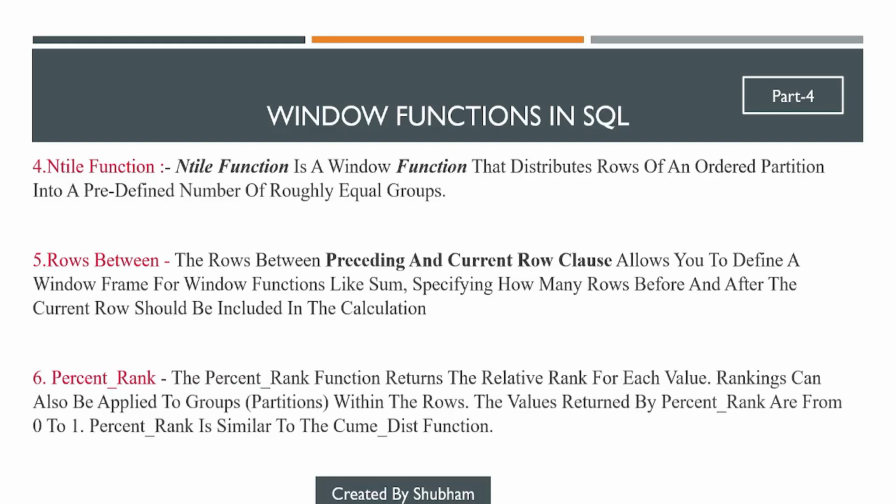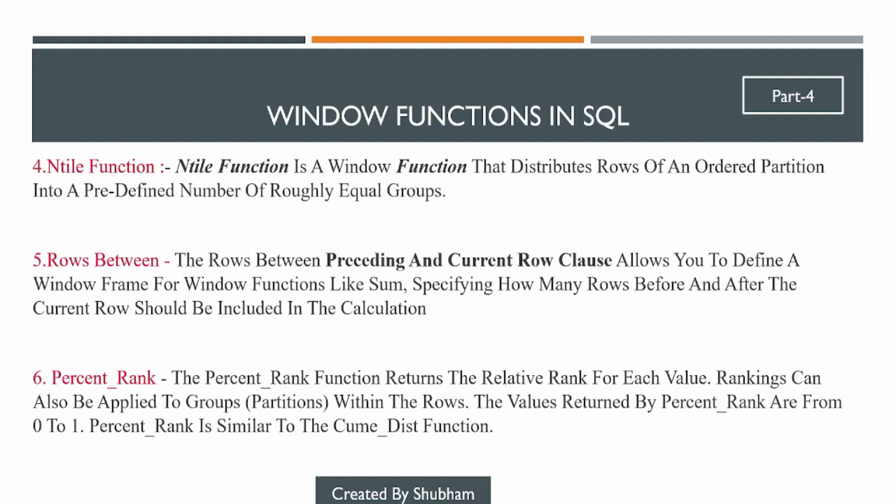So our next function name is Percent Rank. This Percent Rank function returns the relative rank for each value. Ranking can also be applied to groups, partitioning the rows. The values returned by Percent Rank are from 0 to 1. Percent Rank is similar to the cume_dist function. So let's learn how we can use this Percent Rank in SQL, and we will also understand how this calculation works.